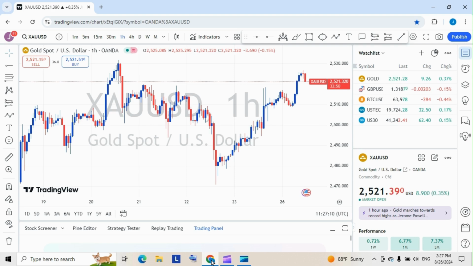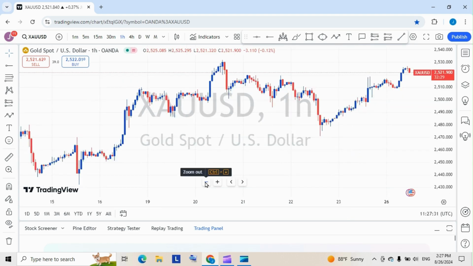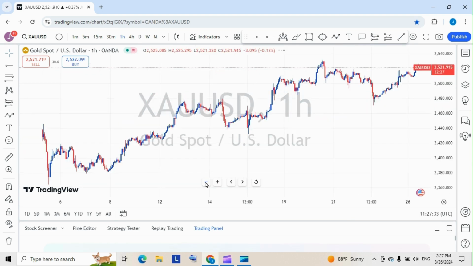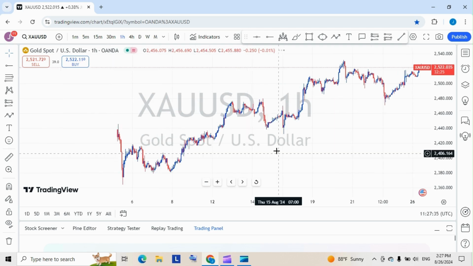Now the first thing you basically need to do is come into this H1. You are going to use the 1 hour time frame. The platform I'm currently using is TradingView, and you can use your mobile phone to access TradingView. We are going to shrink this chart a little bit so we get a good view.